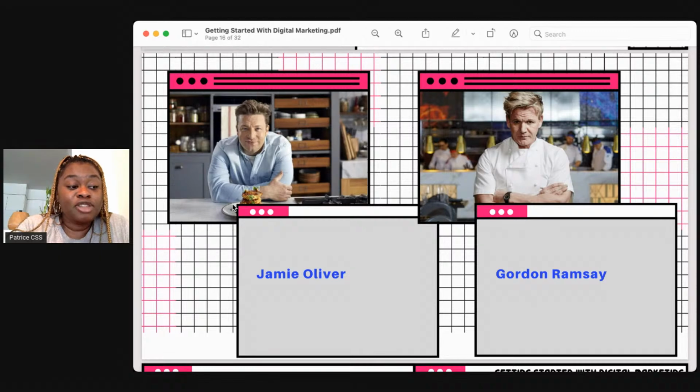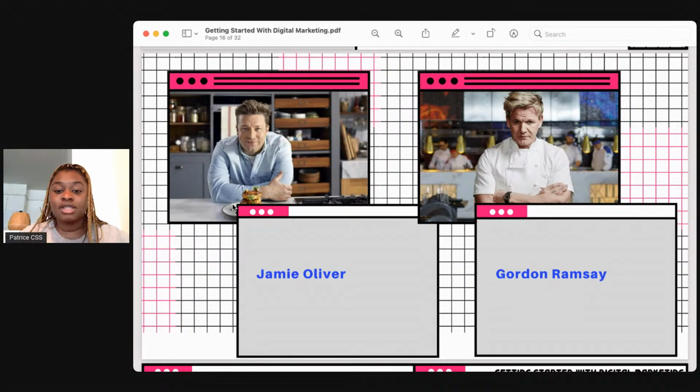We know Jamie Oliver to be the family-friendly cook. All of his recipes are easy. You can try them at home for your kids. They're supposedly healthy. He's the healthy eating advocate. And everything that he makes is supposed to be really accessible, and you're supposed to be able to cook it for your family, no problems. He's kind, he's gentle, he's approachable, he's warm.